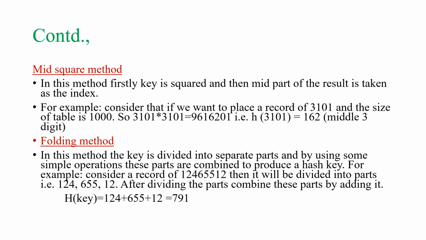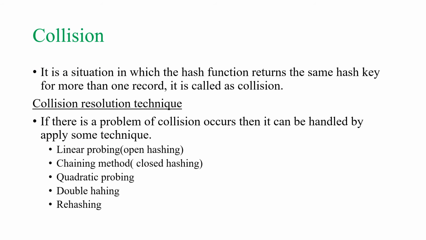Folding method. In this method, the key is divided into separate parts by using some simple operations. These parts are combined to produce the hash key. For example, if the key value is 1246551, it will be divided into equal parts 124, 655, 1. The last part may be unequal. After dividing, combine these parts by adding 124 plus 655 plus 1, which equals 780. This is the hash value for the corresponding key value.